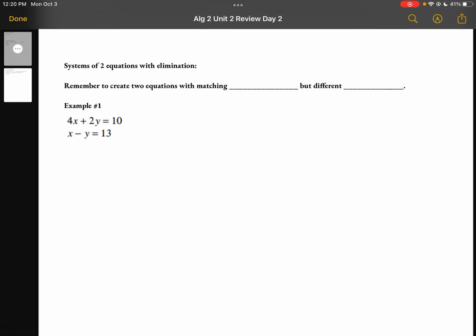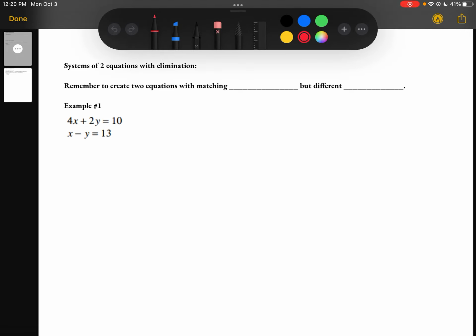Let's say if we're a substitution expert, we want to also be prepared to make sure that we know fully how to do elimination as well. So we're going to start off with specifically reviewing elimination first, and then we'll move on to some substitution examples. So systems of 2 equations with elimination specifically is what we're going to do.